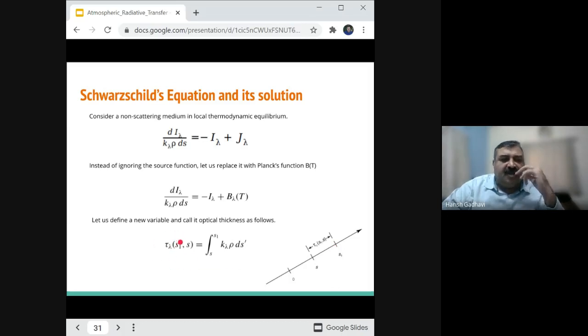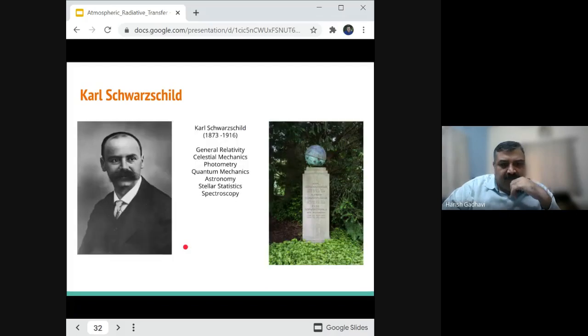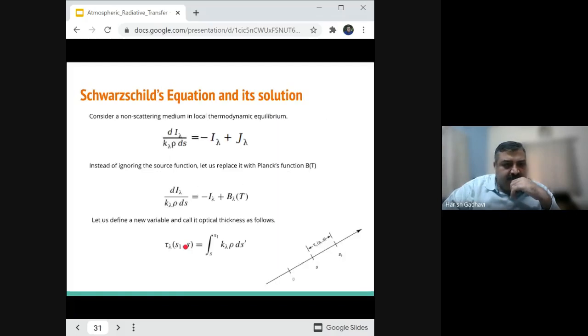Okay, and you can guess from this equation that optical thickness will have no unit. Extinction coefficient has a unit per meter. You multiply by ds, that is a meter unit. So optical thickness has no unit. The equation that you are seeing here, this equation and its solution, was first derived by Schwarzschild. And that's why it's called the Schwarzschild equation.